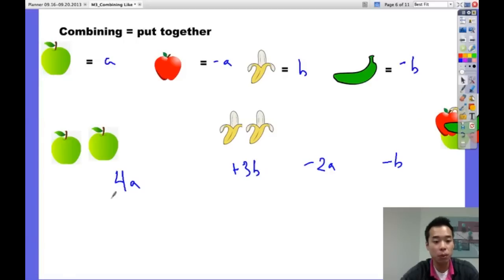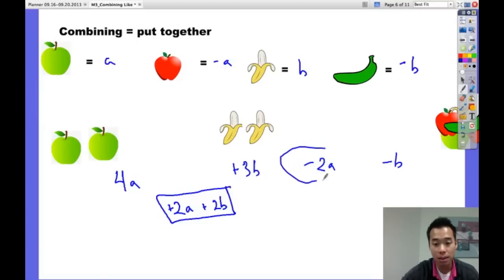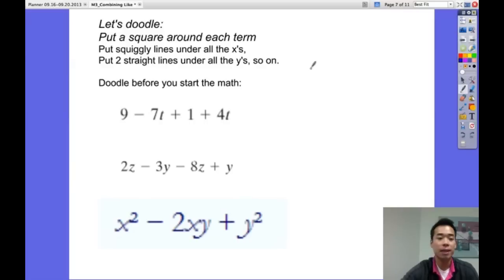So what's left on the board? I have 2 green apples, which is a positive 2a, and positive 2 bananas. So that's my final simplified answer. I want you to look here quickly: 4a plus 3b minus 2a minus b. The 2a can be subtracted from this 4a. Same thing with this negative b subtracted from this 3b, and we get 2b. Just using pictures to help you with combining like terms.